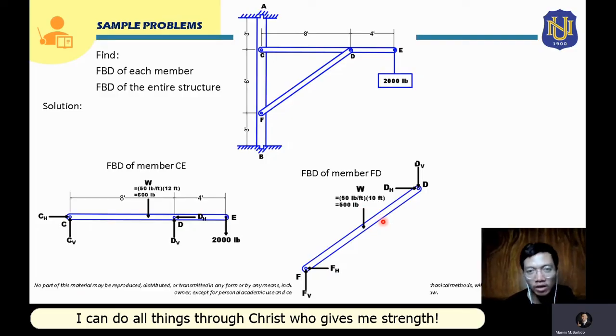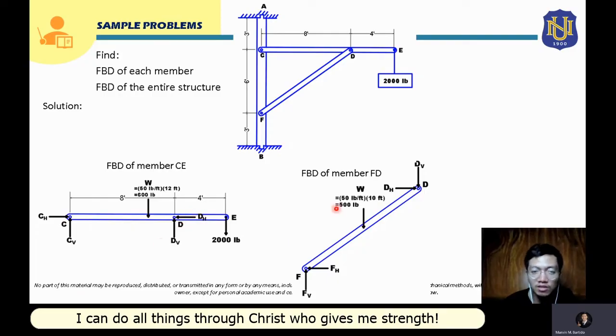Of course it will be downward. So for our third step, we will show here now the reaction forces provided by the support. So here at point D, we have already drawn the reaction forces provided by pin support at D. So we will just transfer these reaction forces.